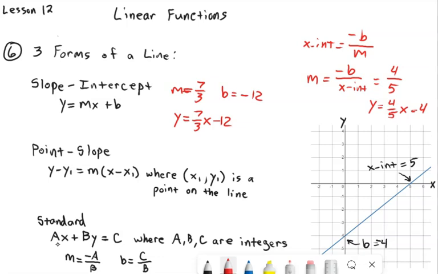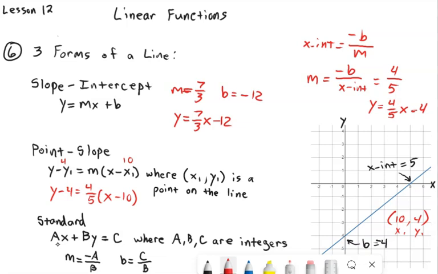So if we come over to this graph here, let's say that I happen to know that the point 10, 4 is on this graph. So the y value, y1, is 4, and the x value, x1, is 10, so we would put a 10 here, and we would put a 4 here, and we would wind up with y minus 4 equals 4/5, because that's the slope, times x minus 10. This is point-slope form.